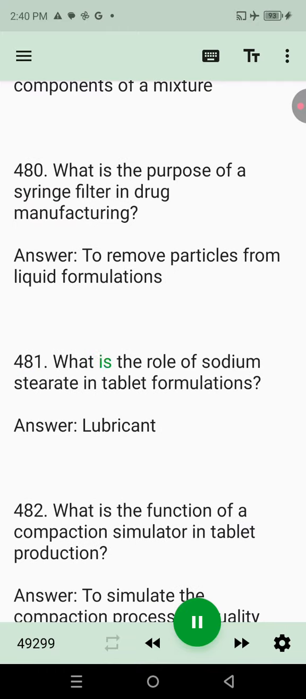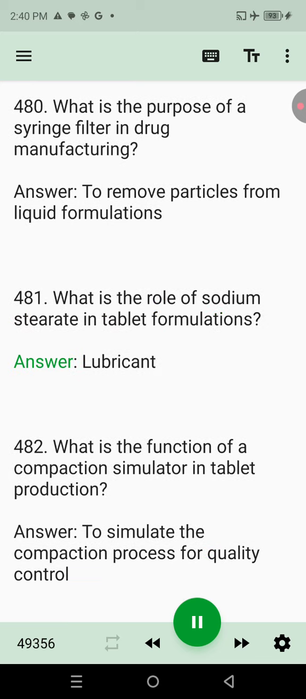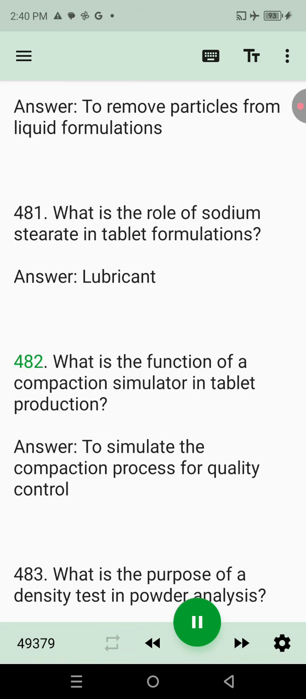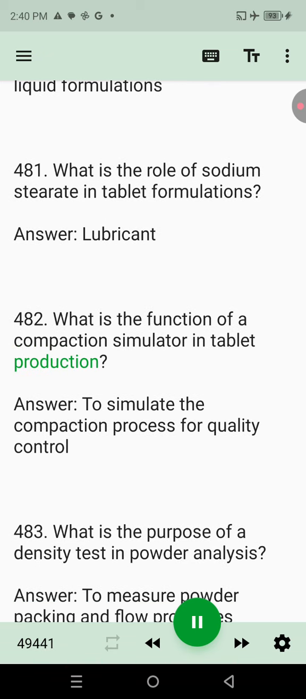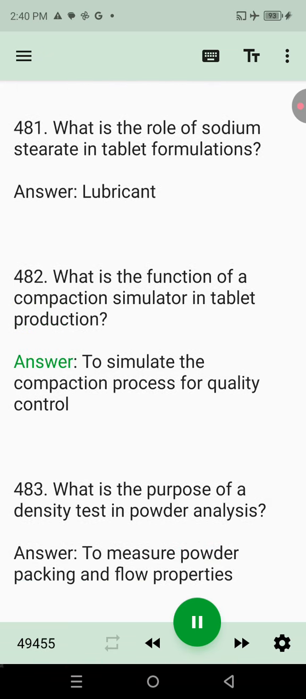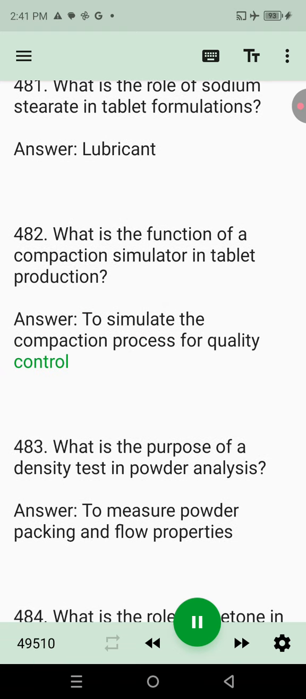481. What is the role of sodium stearate in tablet formulations? Answer: lubricant. 482. What is the function of a compaction simulator in tablet production? Answer: to simulate the compaction process for quality control.